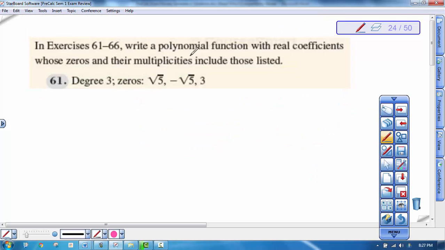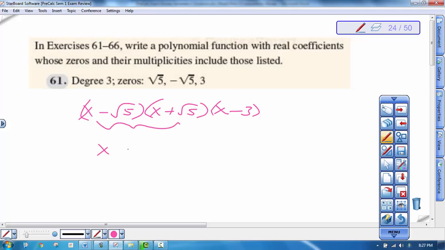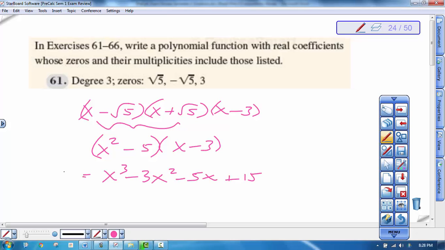Next problem wants us to write a polynomial function with real coefficients, so let's do x minus square root of 5, and then x plus square root of 5, and then x minus 3. Now I have to FOIL this out to get real coefficients, so I'll start with the first two. We know it's a difference of 2 squares, so the middle terms are going to cancel, and you're just going to get x squared minus 5. And then I can multiply that by x minus 3. It gives us x cubed minus 3x squared minus 5x plus 15 as my cubic function.